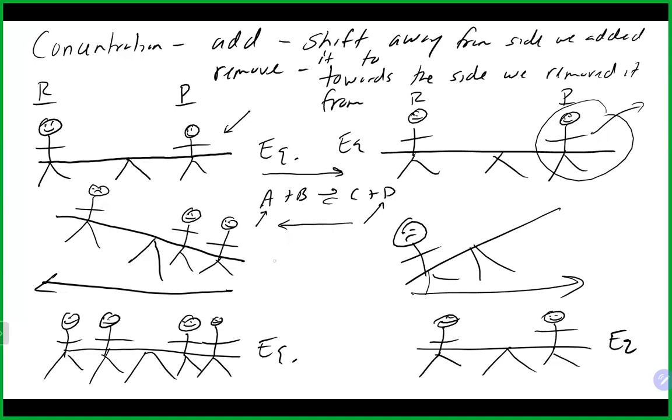When we remove something, if we had a reaction like this, and I take away some products, you could think of it as making a hole on the product side, right? So it's got to fill the hole. So it's going to go towards the product side here to fill the hole. The real reason is actually the same reason. When you remove products, you now have a lot more reactants. So they're going to start reacting and going towards the product side, and actually go towards the side you removed it from.